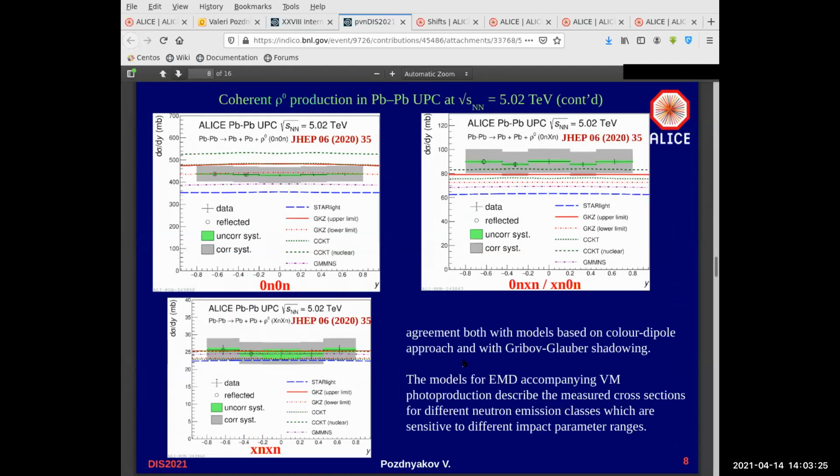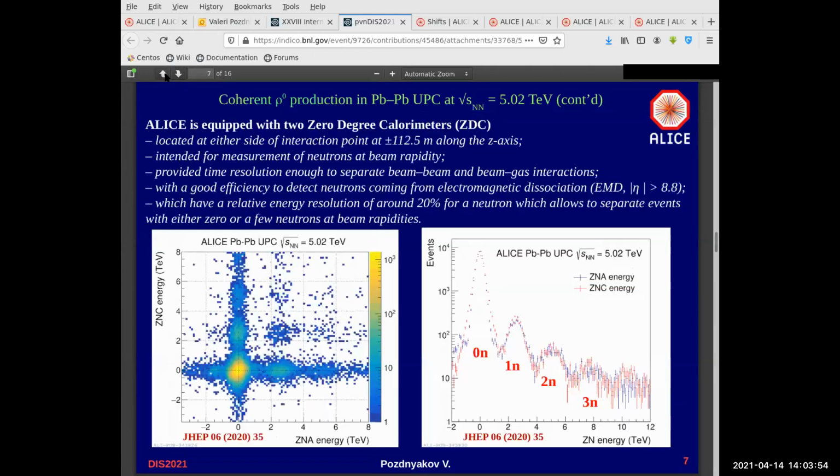Yeah, actually the authors of the model combine their calculation with the electromagnetic dissociation calculation, which was measured at the beginning of the LHC. So we can believe the results of this electromagnetic dissociation model, and then we just look. For instance, these events are 0n0n, no neutrons from both sides. And then we have some events with neutrons from one side and nothing from the other.